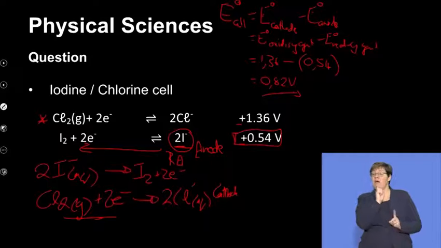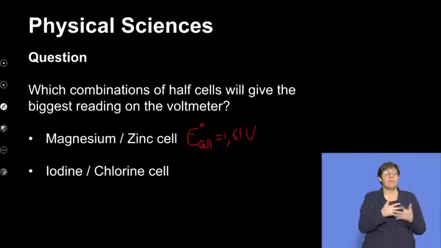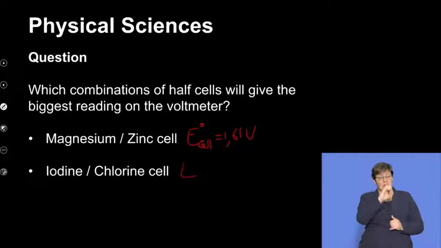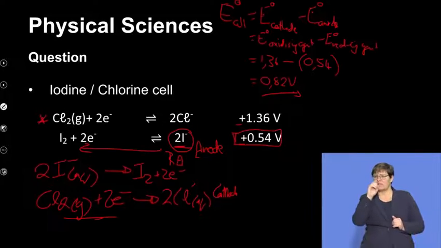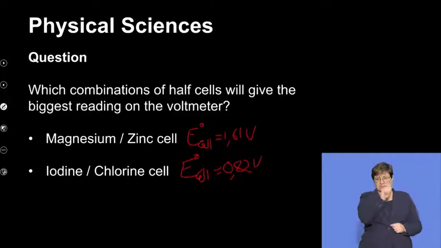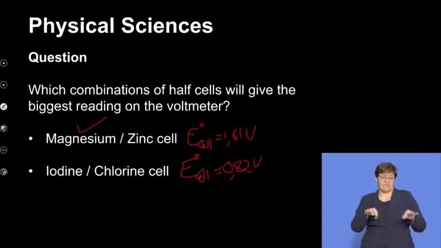So to answer our question, which one is the biggest? This one was the E naught of the cell, was 0.8. Let me just check the answer there that we got, 0.82. So quite clearly, this one is going to deliver the better E naught value.